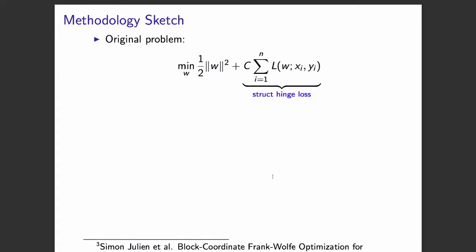So let's try to do some derivation about the algorithm. The original structural SVM problem is just like this. You have a regularization, you have a loss. We use the structured hinge loss, which is also called max margin loss, I think. So it's basically the same thing.